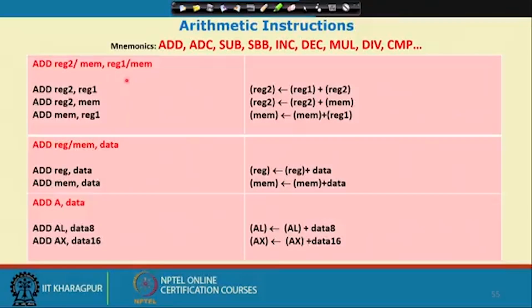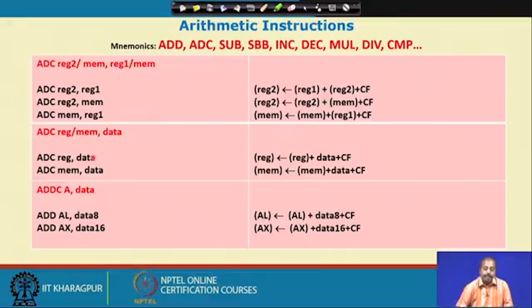Then we have got immediate addition. So, add register comma data, where data is an immediate data. So, register gets register plus data, or you can have add memory comma data, where the immediate data will be added with the memory content and the content is updated. And we can have add A comma data, so directly we can specify this immediate value with AL and AX. With AL this 8 bit data will be added, or with AX this 16 bit data will be added.